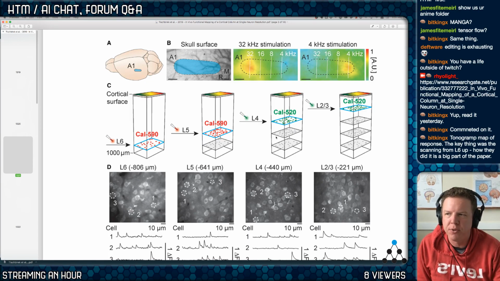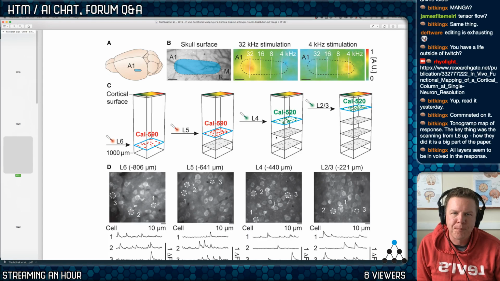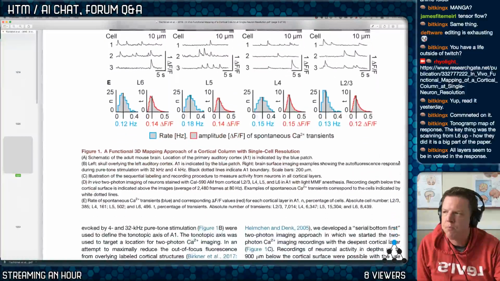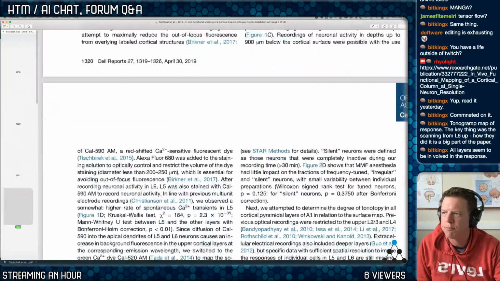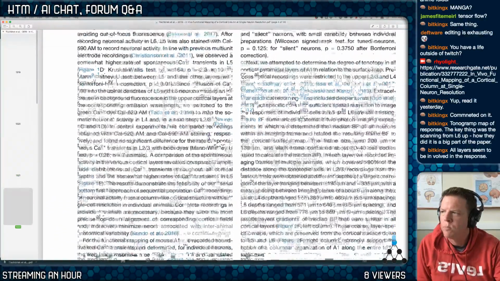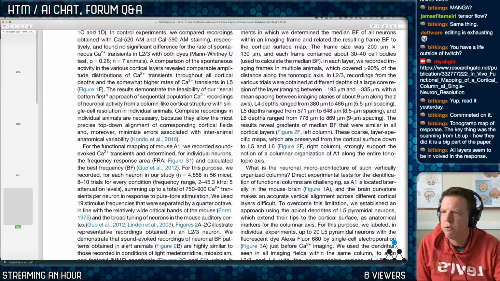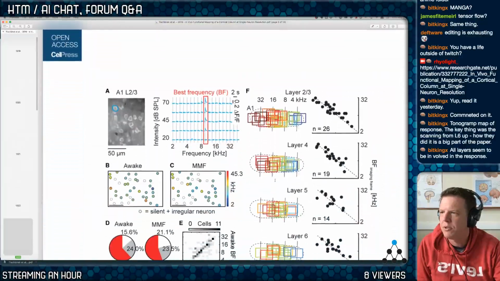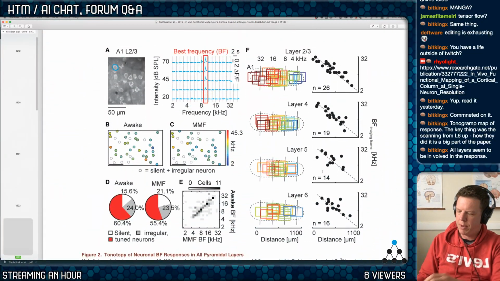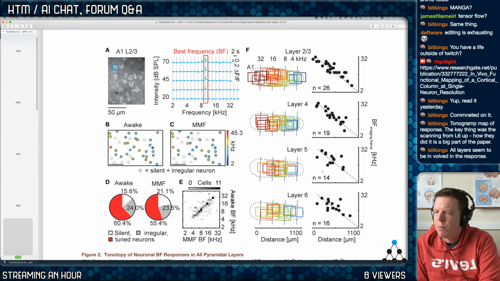So Mark says how they did it is a big part of the paper. Yeah, and all the layers need to be involved in the response. That's consistent with my reading of it too. And I glazed over at some point in here because I'm not so interested in the mechanism of how they do it, but I am interested in the tonotopic map, you know, and wondering.